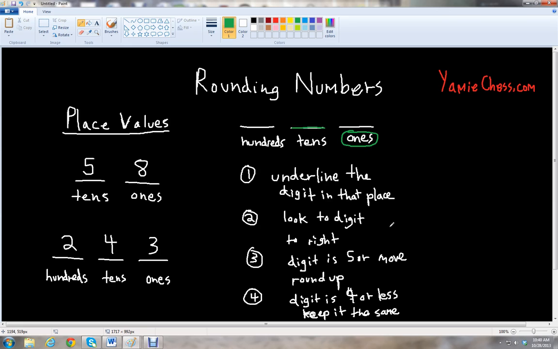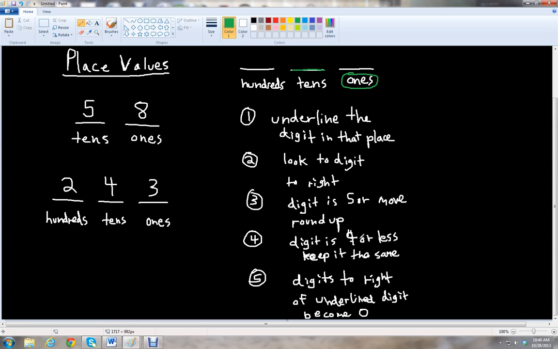So if the digit in the ones place is 5 or more, then we round up. If the digit is 4 or less, then we keep the underlined digit the same. And then the digits to the right of the underlined digit become a 0. So those are the 5 basic rules for rounding.